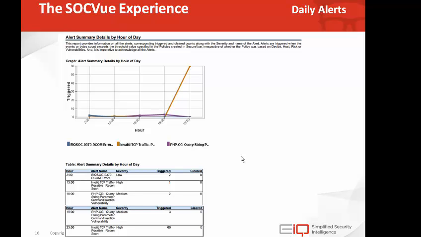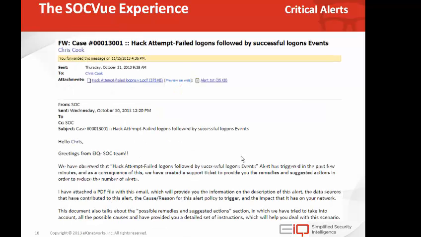If in the event there is a critical event or a critical report that needs to be generated and delivered, the SOC team will find that and then send a critical email notification immediately. So here we see a case number that's open for case management. We see the hack attempt, failed logins followed by successful logins, a definition of the alert in question. And the alert has triggered in the past few minutes, not the past few hours, days, or weeks, but an actual near real-time representation of what's going on in the network.